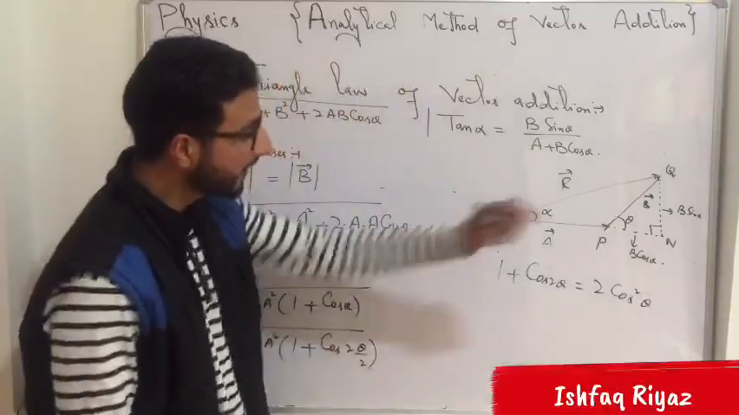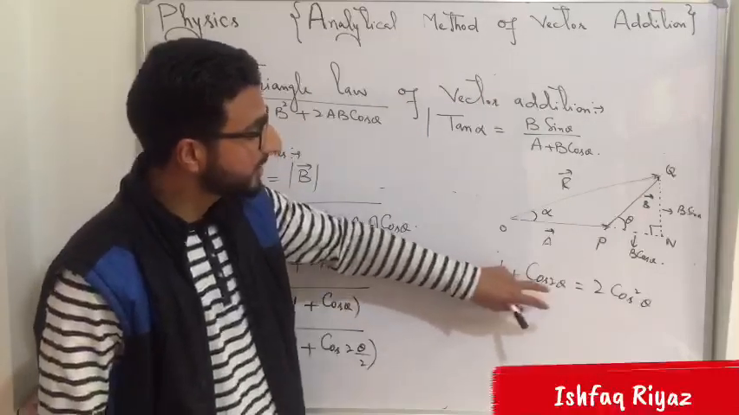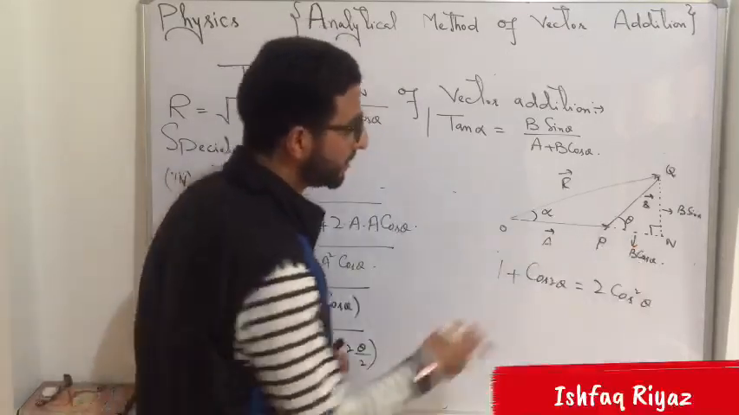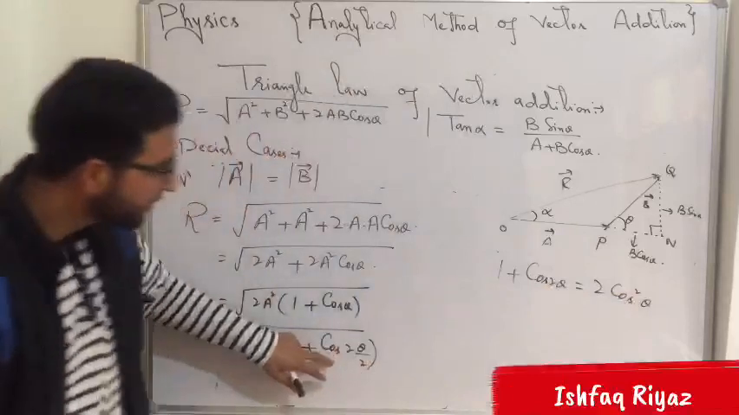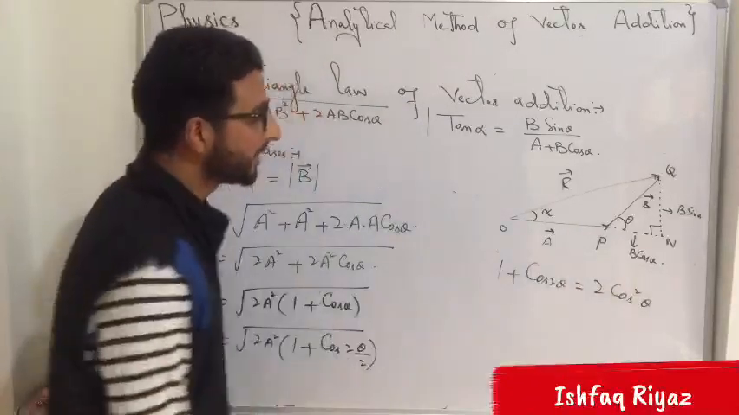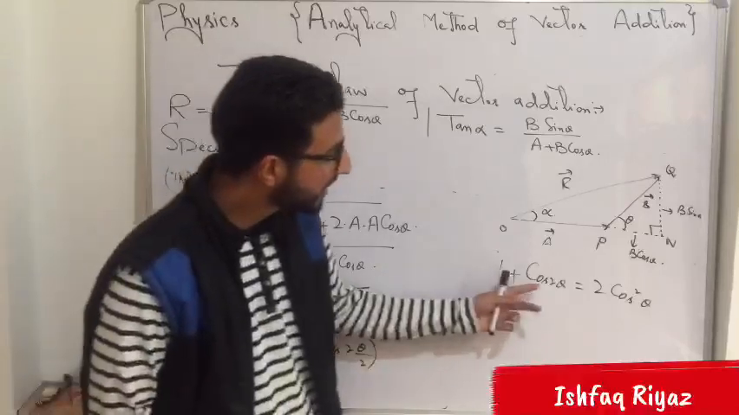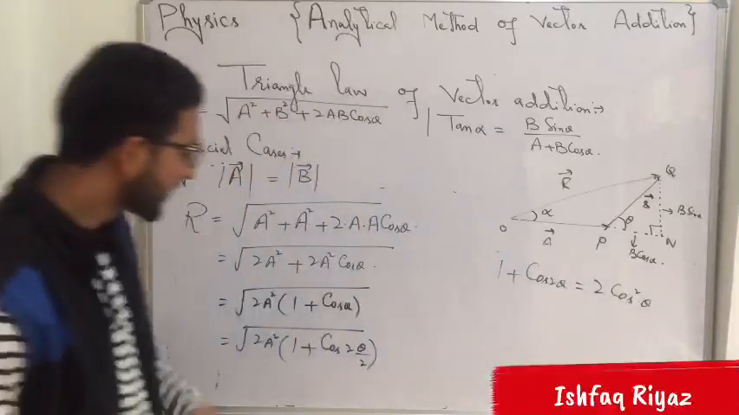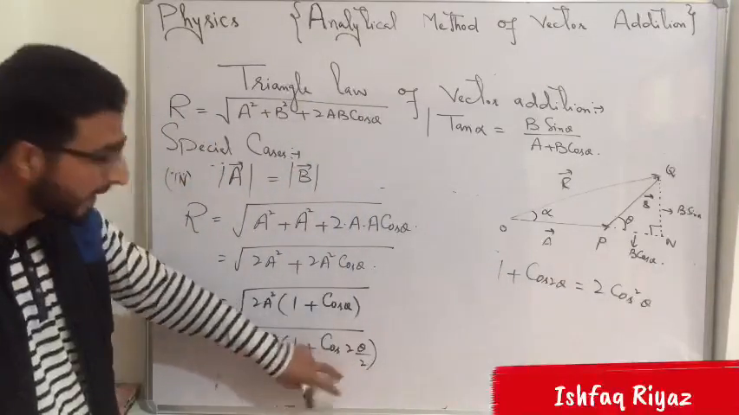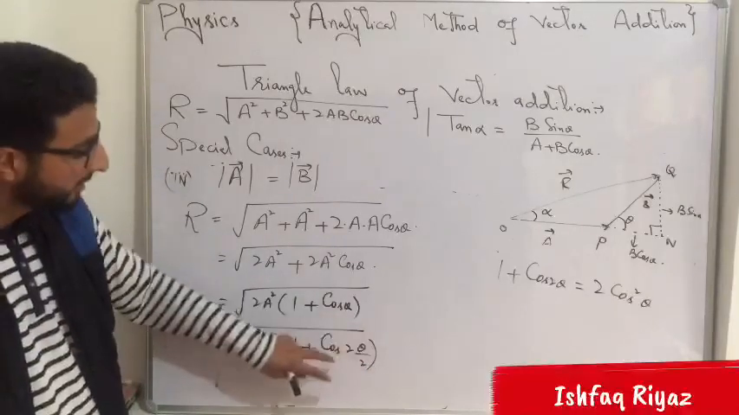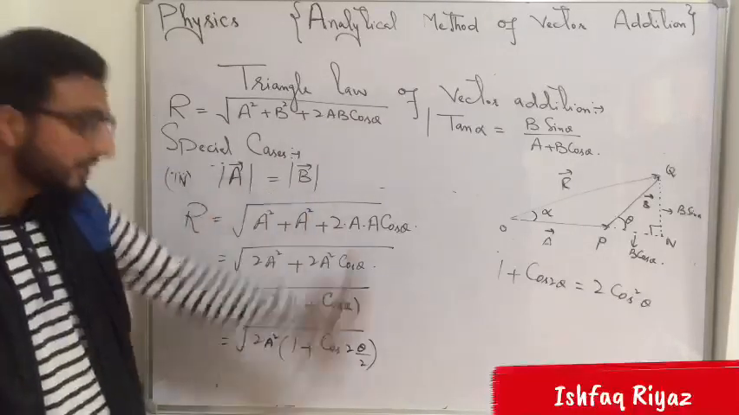The formula is 1 plus cos of 2 theta, which is equal to twice cos square theta. So if it is theta by 2 here, that will be equal to twice cos square theta by 2. You are getting it or not? Here, instead of theta, it is theta by 2. So 1 plus cos of theta is equal to twice cos square theta by 2.